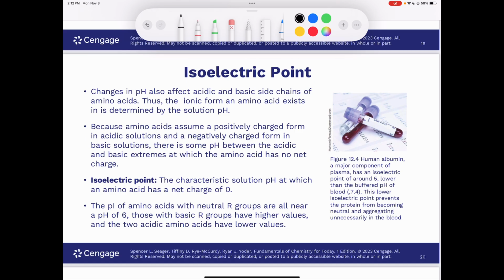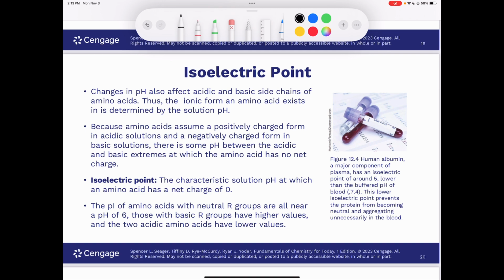So changes in pH also affect acidic and basic side chains of amino acids. Like I told you, they're more complicated. Thus, the ionic form an amino acid exists in is determined by the solution pH. And so what a chemist has to do is evaluate the pH of the solution and figure out what kind of charge am I going to have.